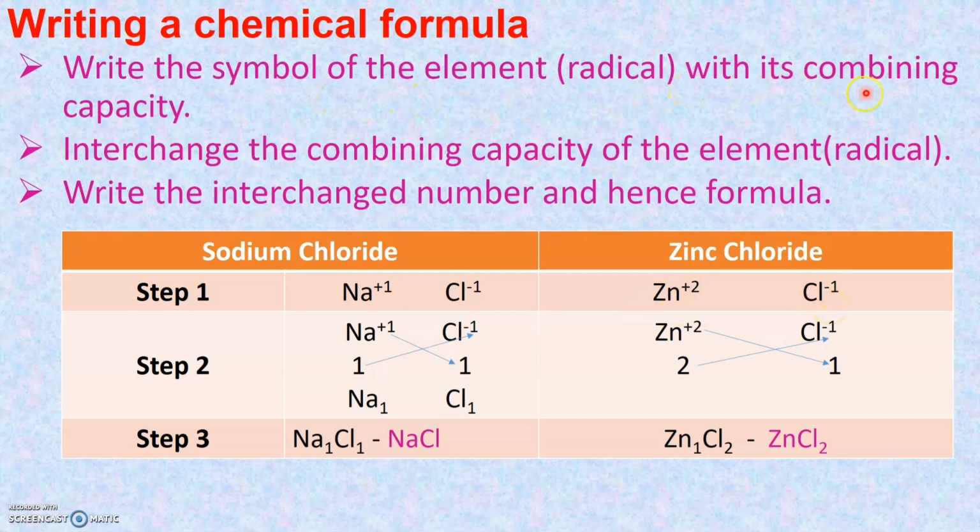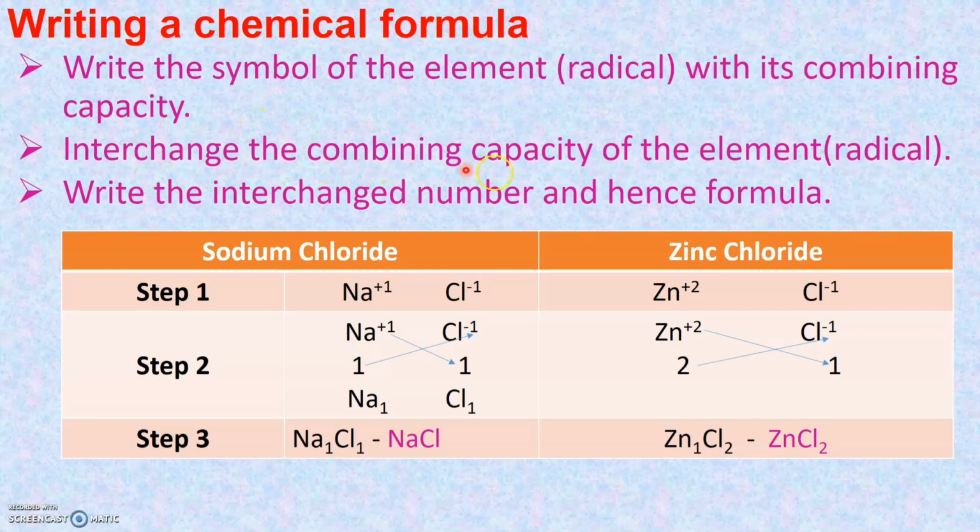But we have to write it along with the combining capacity of those elements. The combining capacity of zinc, we have already seen, is 2. Since zinc is a metal, it has a positive valency. The combining capacity or valency of chlorine, which is a non-metal, is 1, and since it is a non-metal, it has a negative valency. Therefore, we write it as Zn plus 2 and Cl minus 1. Now what is the second step?